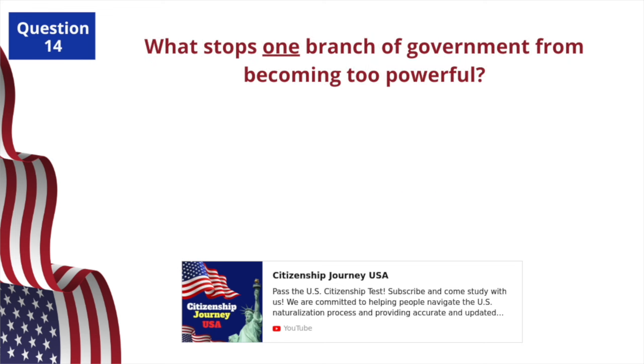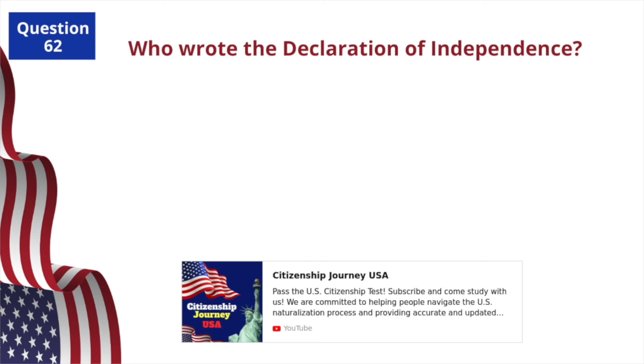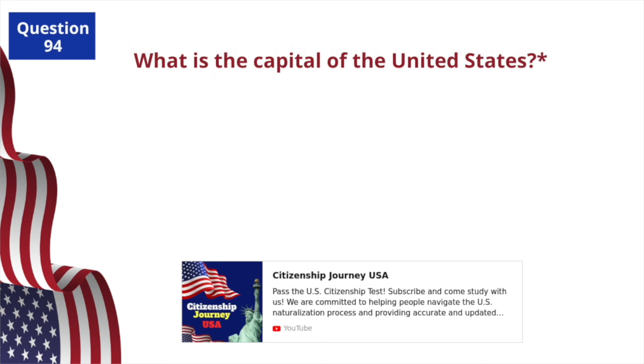What stops one branch of government from becoming too powerful? Checks and balances. Who wrote the Declaration of Independence? Thomas Jefferson. What is the capital of the United States? Washington, D.C.